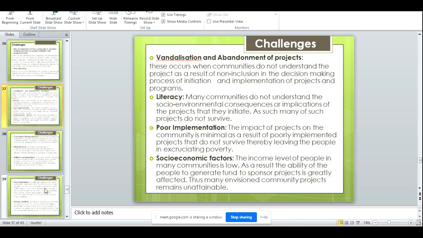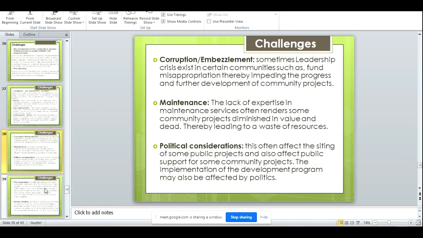This occurs when community do not understand the project as a result of non-inclusion in the decision process of initiation and implementation of the process of the project and program. So when they don't understand it, they may just not use it, they may even go and destroy it and all that. Literacy is also a problem. Poor implementation, when a project is not properly implemented, it deteriorates over time. Economic factors, when you're not able to get a lot of money to do a development program.